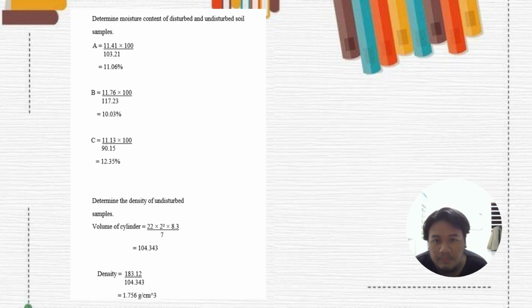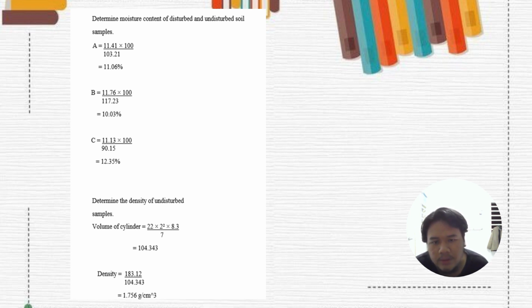Then we will continue about determining moisture content of disturbed and undisturbed soil samples. For A, it is 11.41 times 100 divided by 103.21. We get 11%. Then for B, it is 11.76 times 100 divided by 170.23. We get 10%. Then for C, it is 11.13 times 100 divided by 90 plus 15. Then we get 12%. Lastly, determine the density of undisturbed sample.